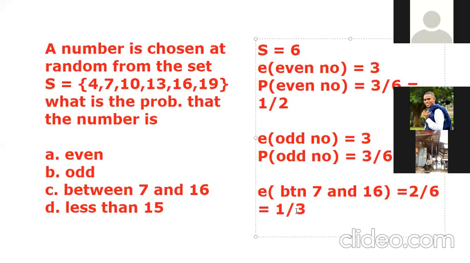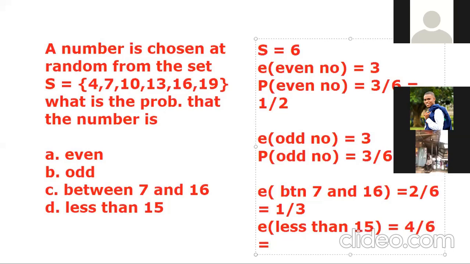Then the last one, the event of getting a number which is less than 15, will be equal to numbers which are less than 15, ranging between 16 and 0 here. So we have 13, we have 10, we have 4, and we have 7. So that will give us 4 events or 4 outcomes out of 6 outcomes. And that will be giving us 2 on 3.